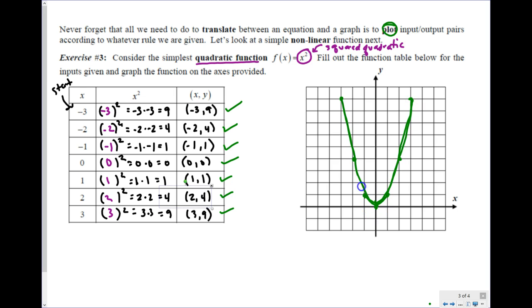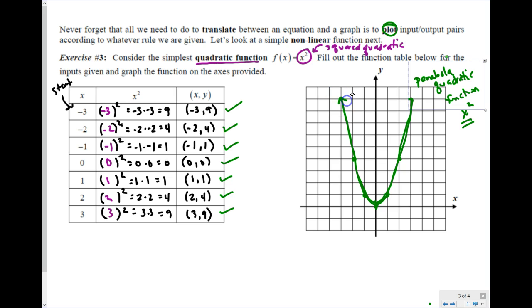All the points are connected, and I've got a parabola. We also call this shape a parabola. It's a quadratic function. It always has an x squared in it for a parabola.